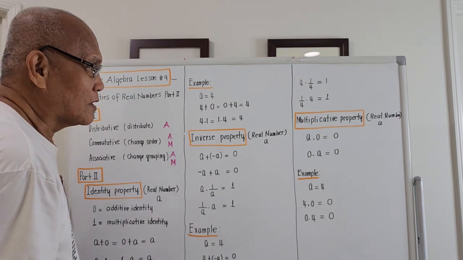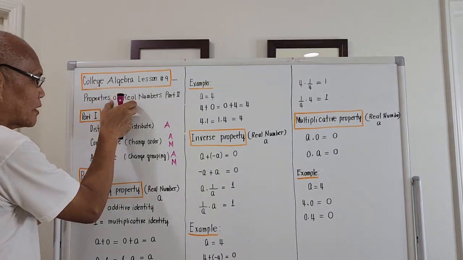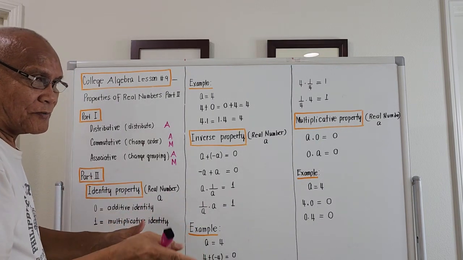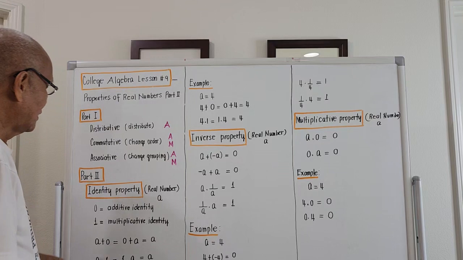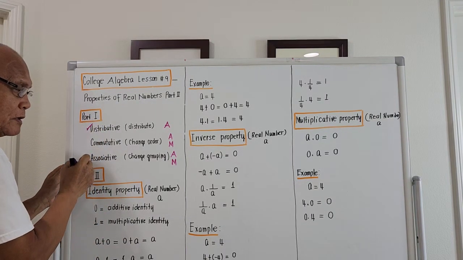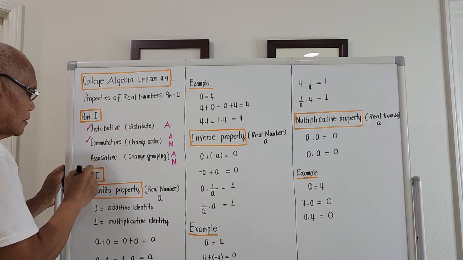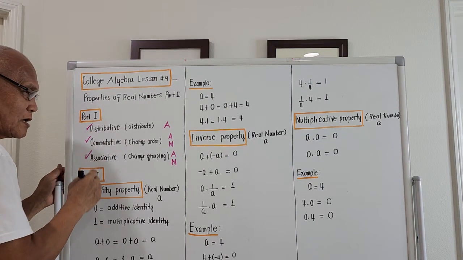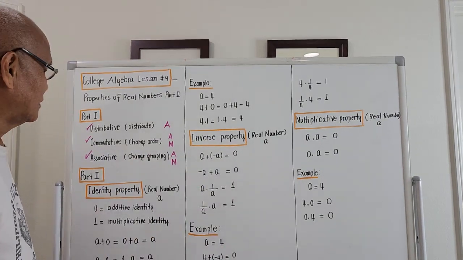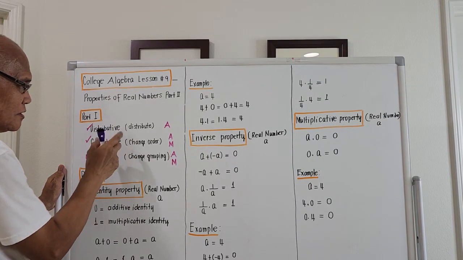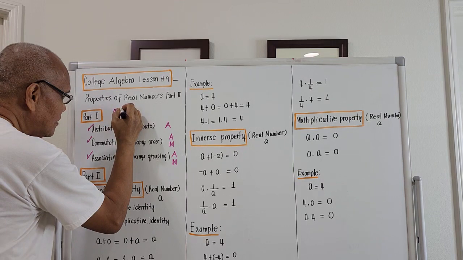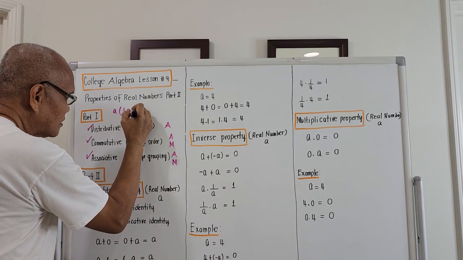Lesson number 8 was actually still properties of real numbers. I have discussed the 3 real properties the last time around. Number 1 is the distributive, second one is commutative, and the third one is associative. Just a recall of the past lesson number 8. Distributive is something like this. It is an A multiplied by quantity B plus C.